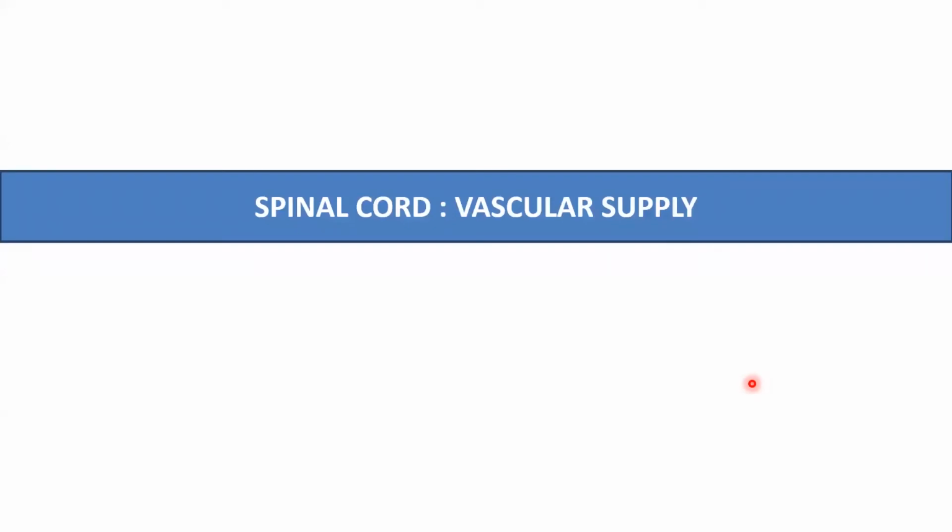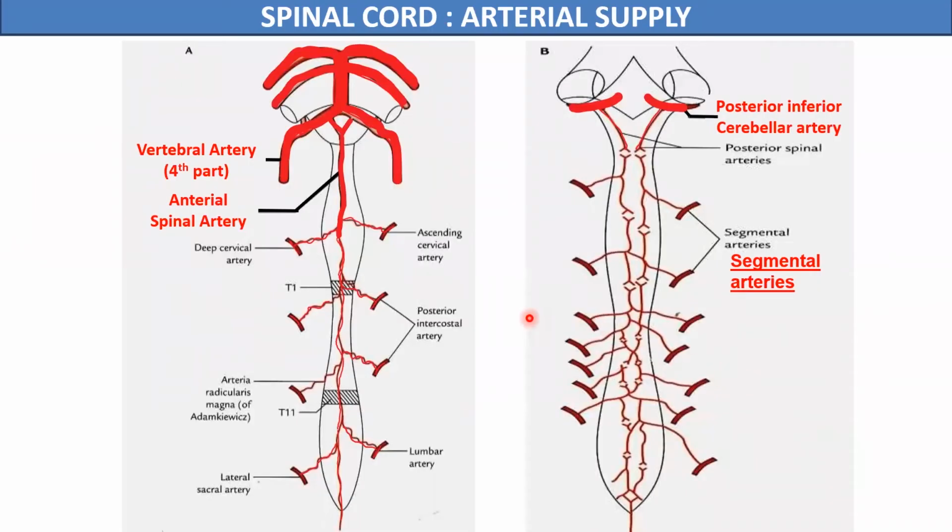Now we will discuss the vascular supply of the spinal cord. First, the arterial supply of the spinal cord. The spinal cord is supplied by three sets of arteries.